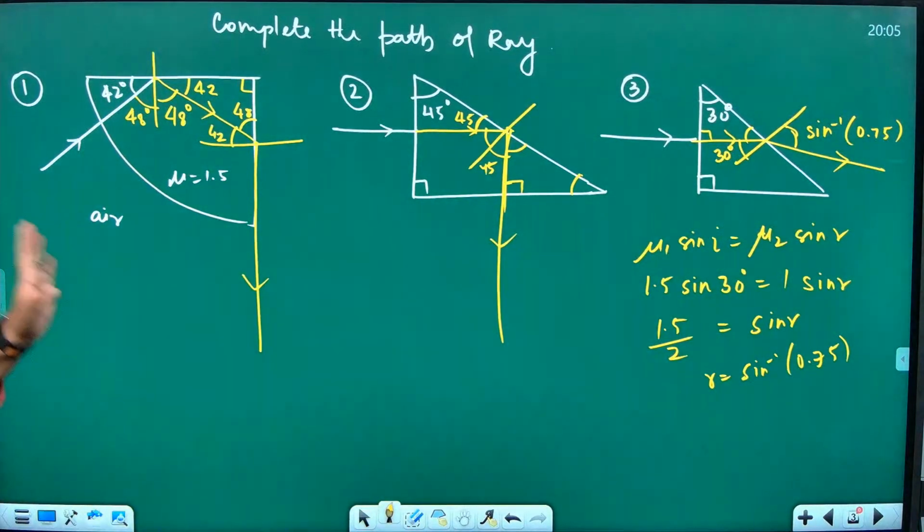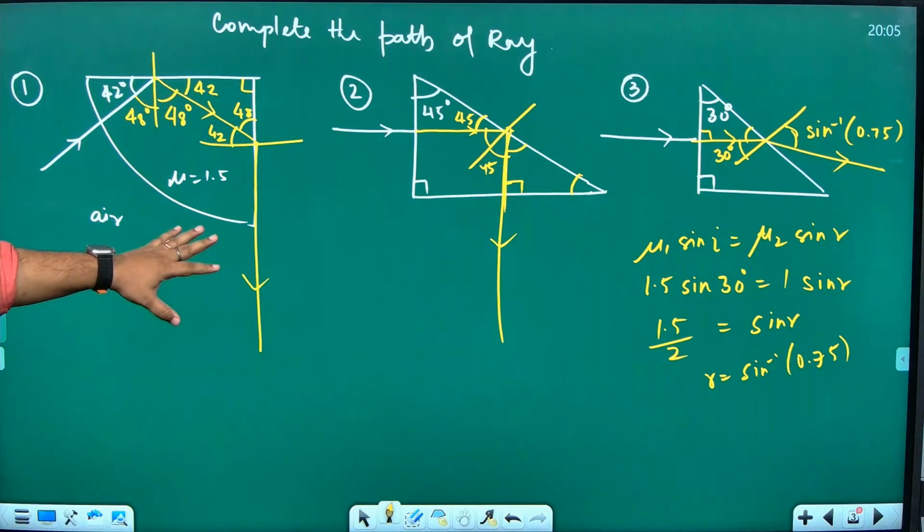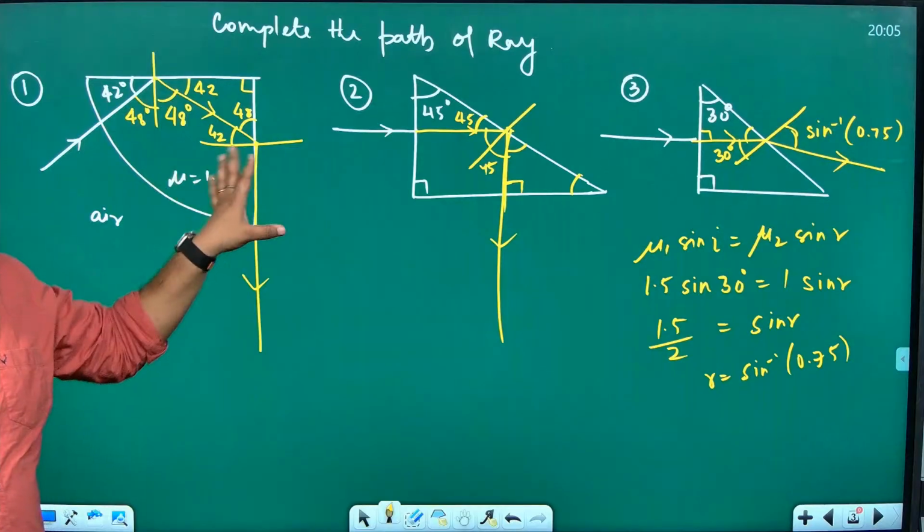Are the 3 diagrams clear to you? If there is any doubt, you can ask me. See, everything has happened here. Refraction has happened here, TIR has happened here, grazing has happened here. These 3 questions teach you everything.